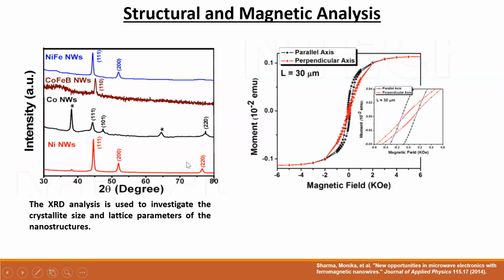The structural and magnetic properties of nickel nanowires are shown here. This graph shows the XRD plots of different nanowires such as nickel, cobalt iron boron, and nickel iron. So depending upon the properties, their XRD reflection planes will vary.